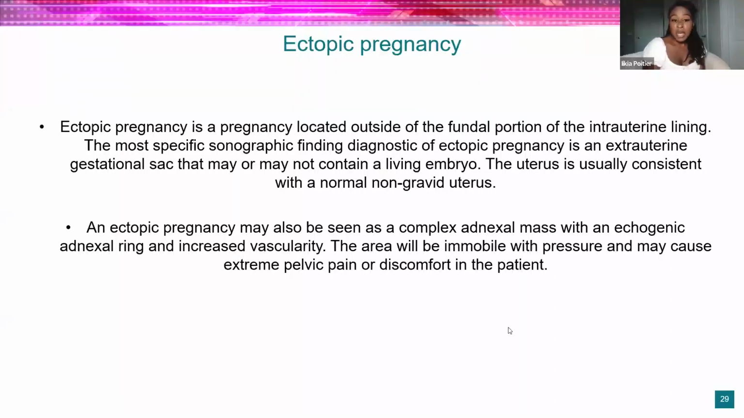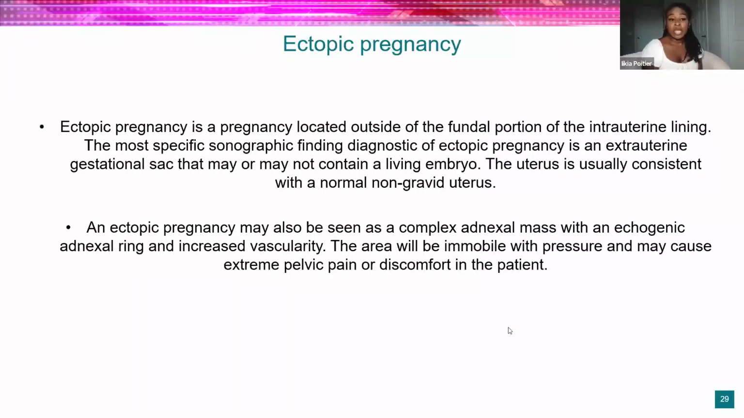An ectopic pregnancy may also be seen as a complex adnexal mass with an echogenic adnexal mass and increased vascularity. The area will be immobile with pressure and may cause extreme pelvic pain or discomfort in the patient. So ectopic pregnancies can be super obvious or they can be really tricky, depending on the stage you get the patient, especially early on, because if you're not careful, you can miss it.